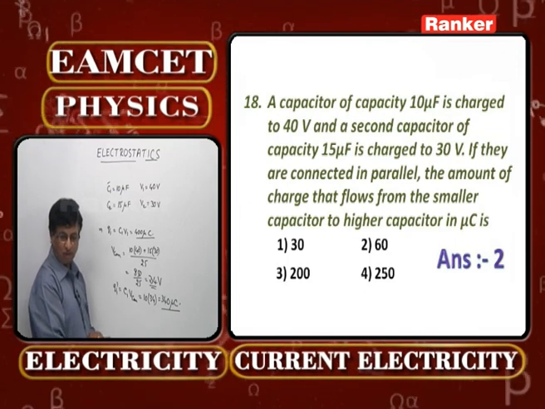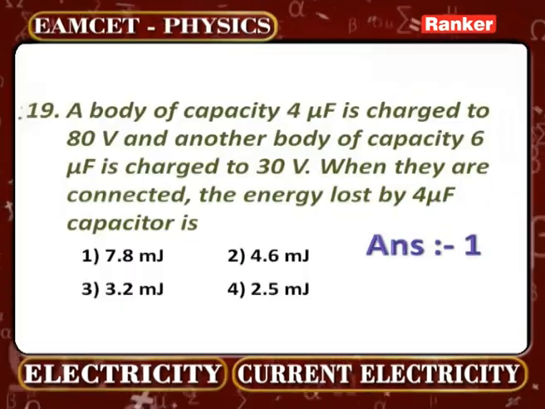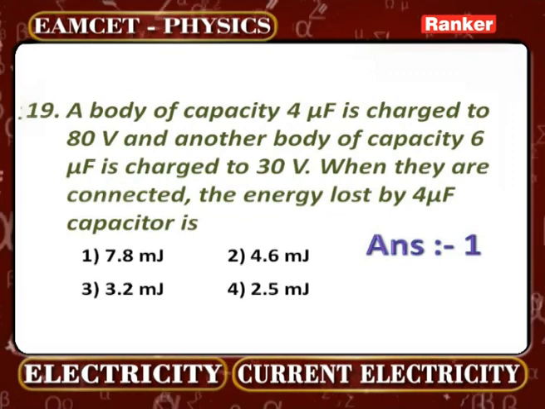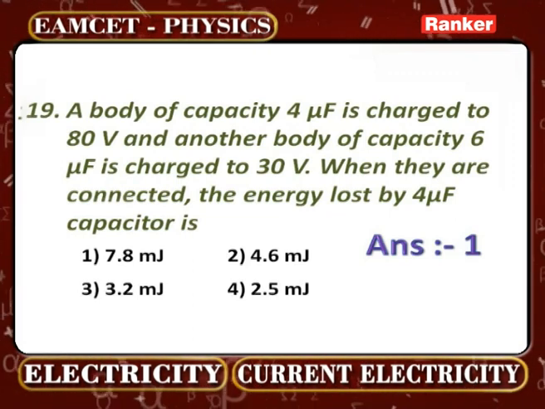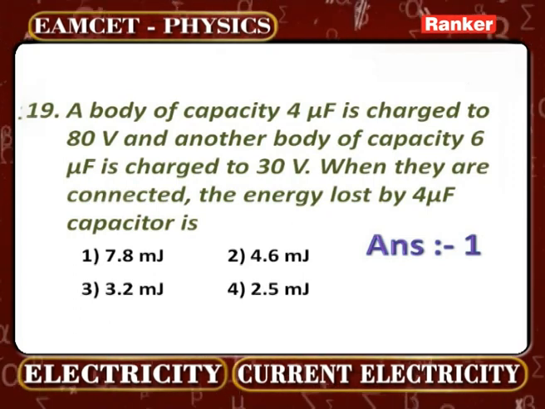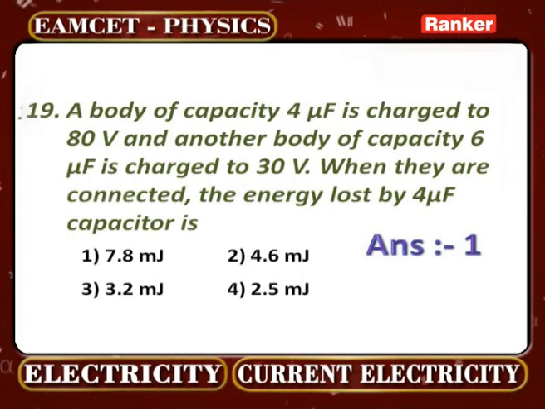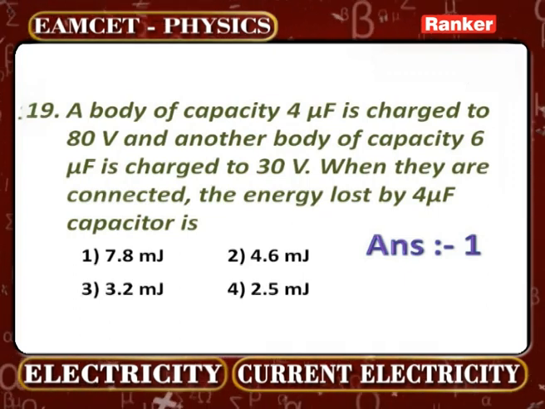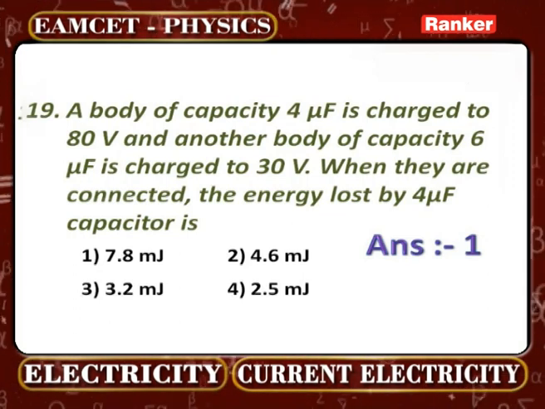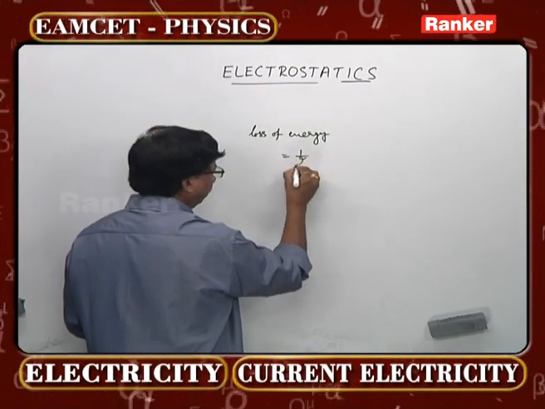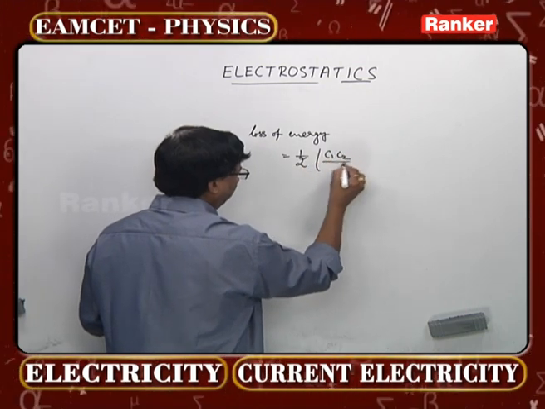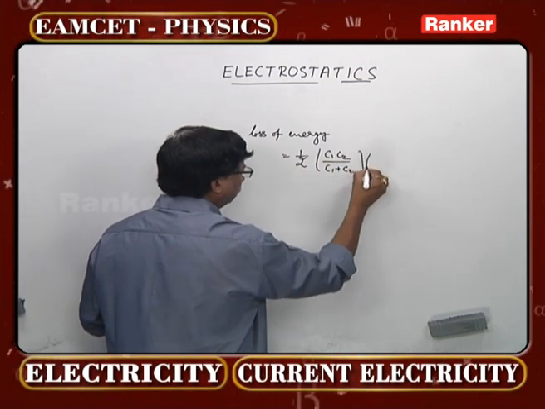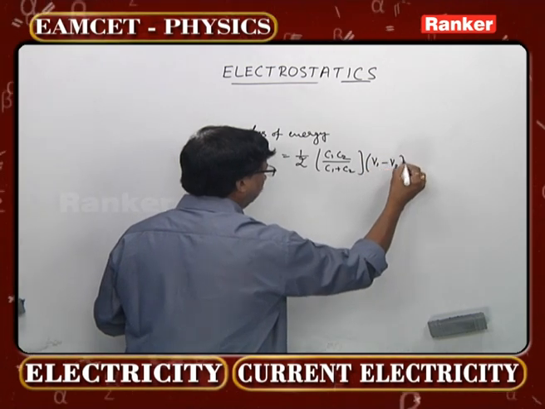Look at the next one, that is problem 19 please. A body of capacity 4 microfarad is charged to 80 volt and another body of capacity 6 microfarad is charged to 30 volt. When they are connected, the energy lost by the 4 microfarad capacitor is how much? Energy lost, once again you people have to understand straight away. Loss of energy has got a direct formula for us, that is half of C1 C2 by C1 plus C2 into (V1 minus V2) whole square.